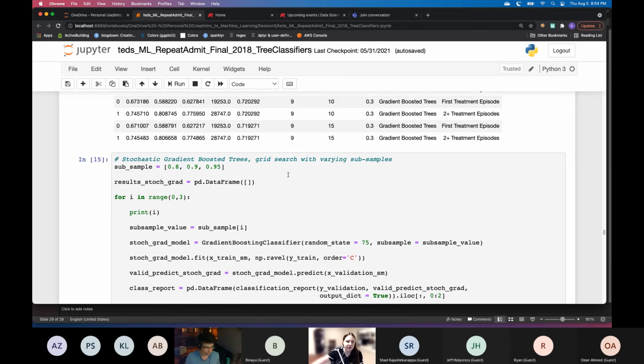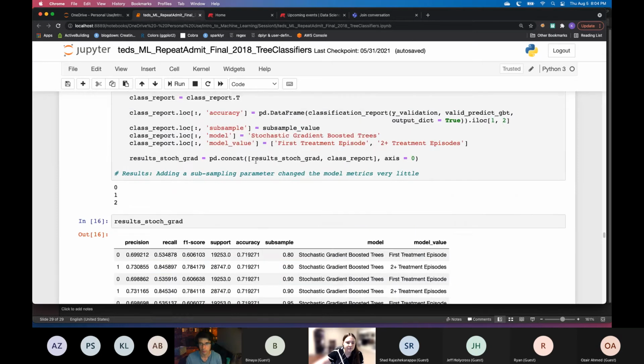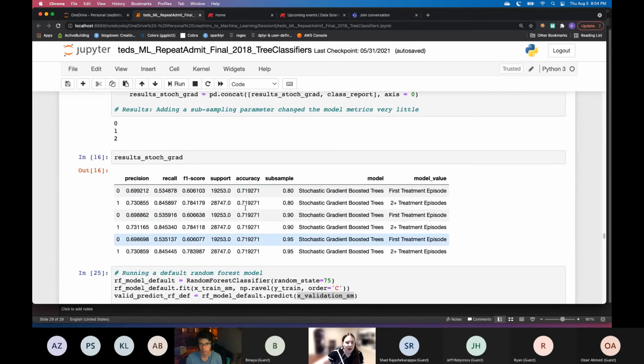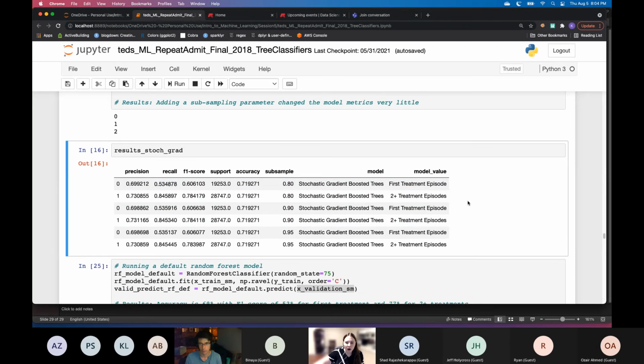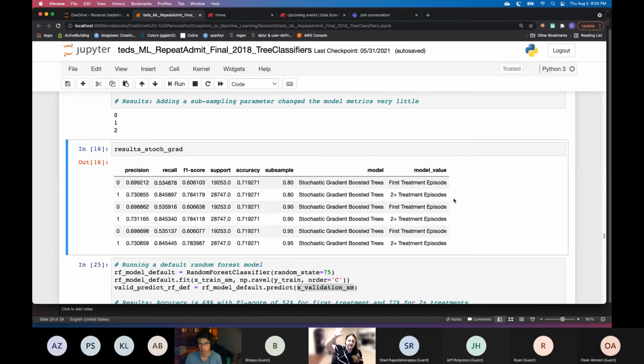So taking a subsample of my rows, accuracy went pretty low. And so we wouldn't have wanted to use stochastic gradient boosting in this particular case. It made my model really bad. If you look at the recall, it's dreadful over here. So we're not predicting zeros well at all. So that is a high-level overview of stochastic gradient boosting.